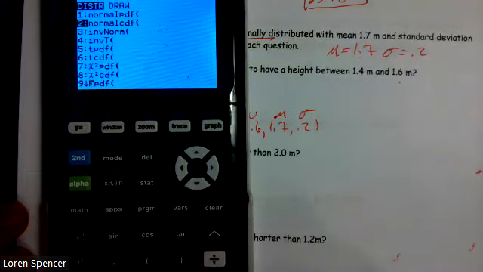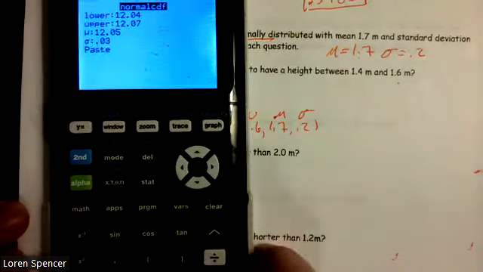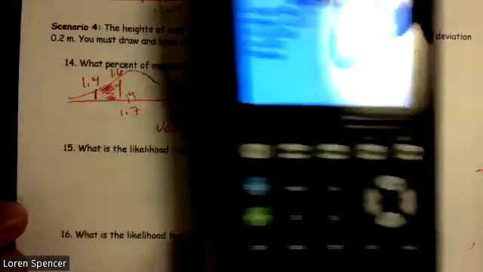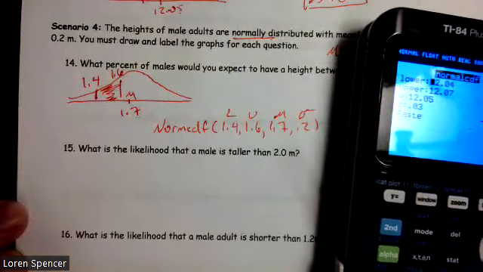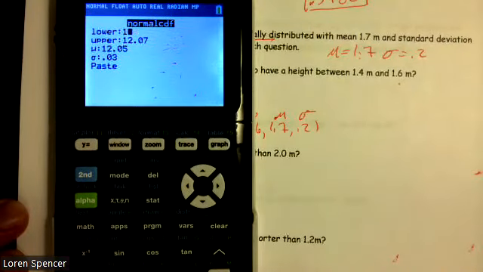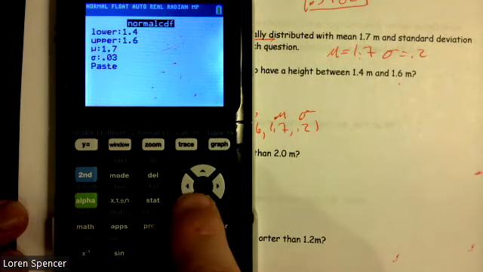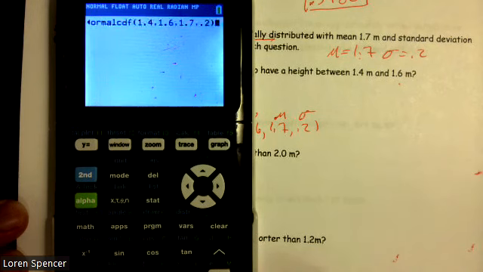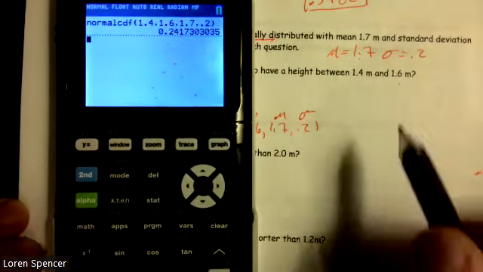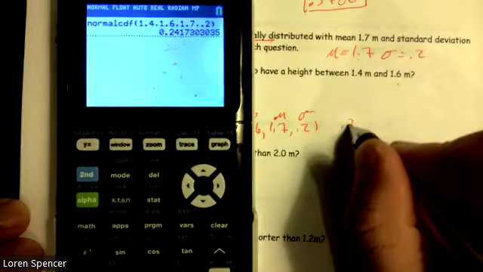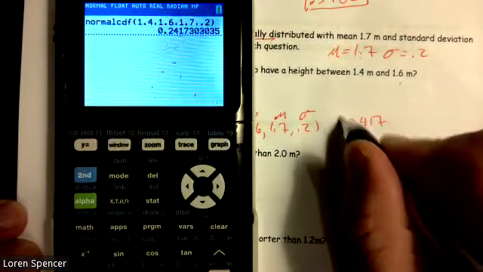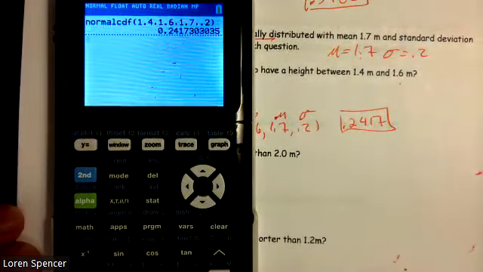Second vars, normal CDF, lower we said was 1.4 and upper was 1.6. Mean was 1.7. Our standard deviation was 0.2. And we find out about 24%. So 0.2417, and go ahead and box that answer.